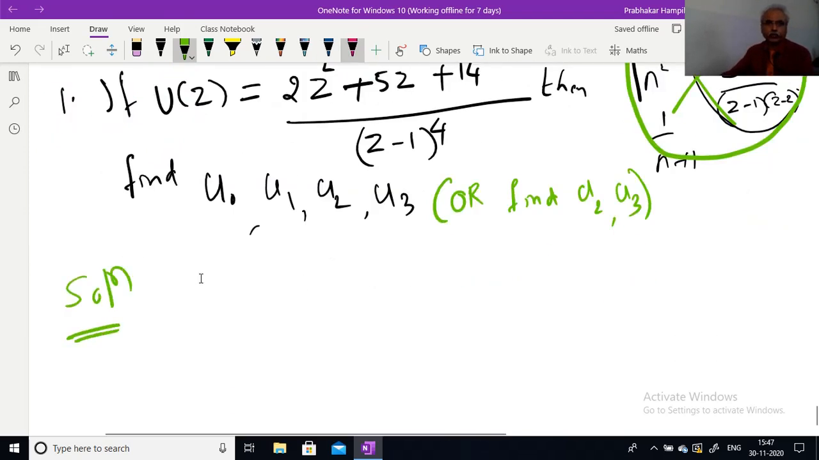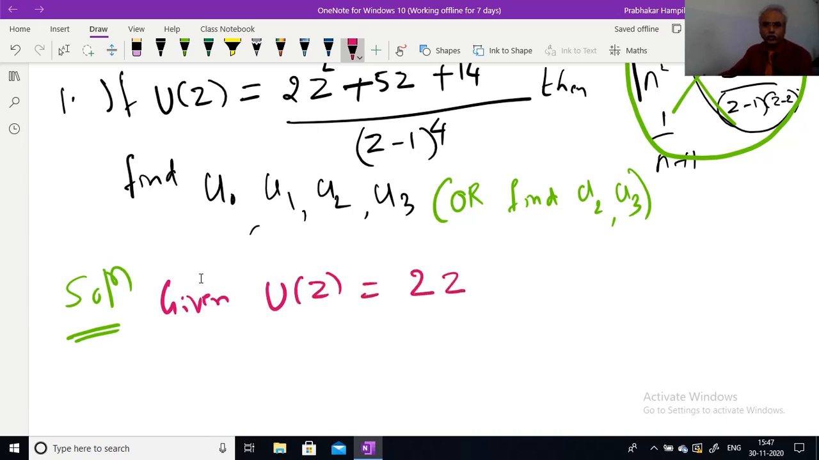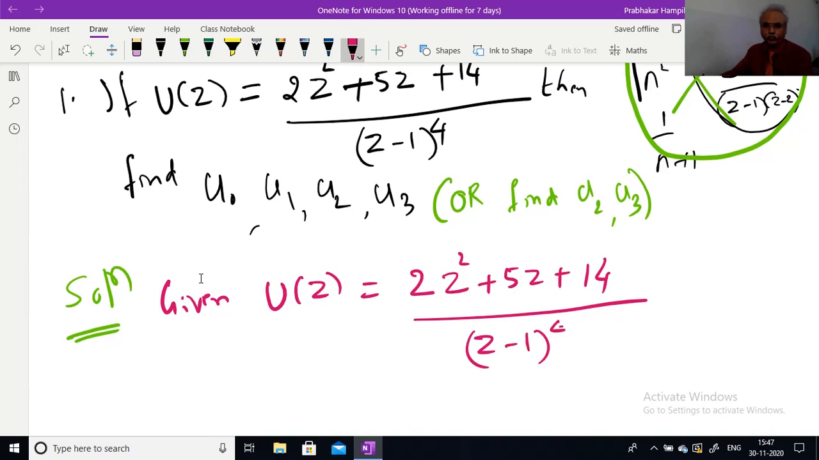How do you find the solution? First of all, you write we are given some z function. Without fail, copy it properly. 2z square plus 5z plus 14 all divided by z minus 1 raised to 4.